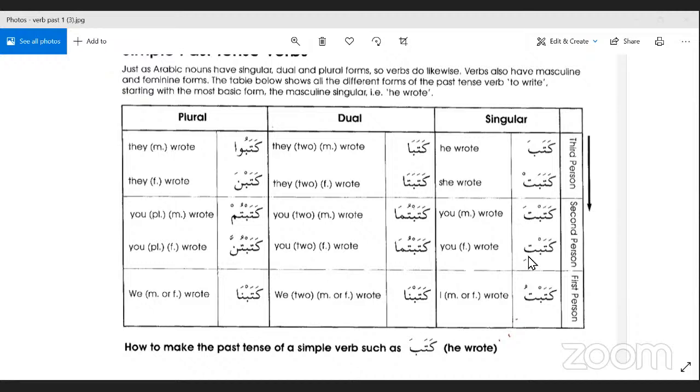Excellent. Okay, katabtunna, it's for antunna, katabtunna. It's for multiple women.